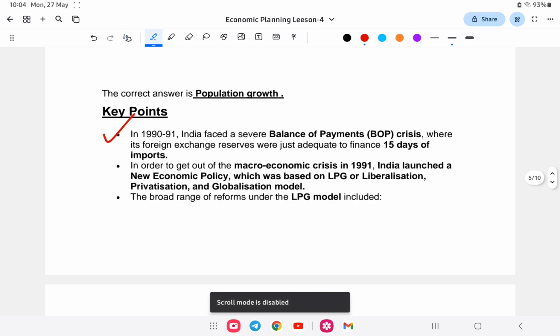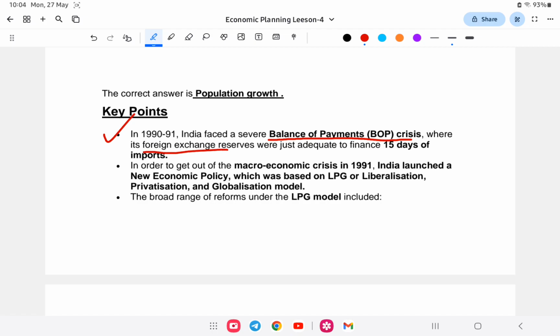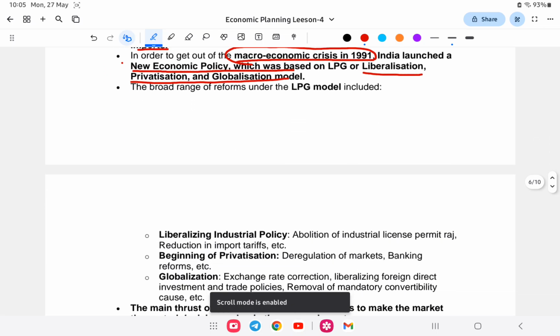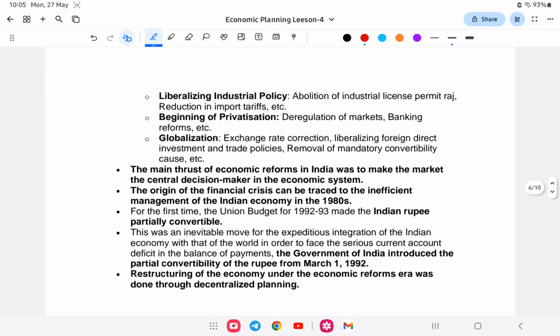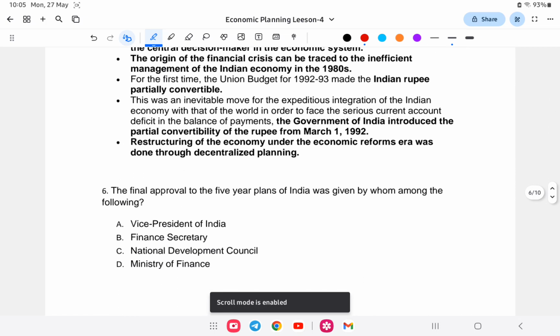So, in 1990-91, India faced a balance of payment crisis, where foreign exchange reserves were just adequate to finance 15 days of imports. In order to get out of the economic crisis in 1991, India launched the LPG model, that is the new economic policy of liberalization, privatization and globalization. Liberalization means removing license restrictions. Privatization is the beginning of private companies being allowed to grow, and globalization combines the Indian economy with the rest of the world's economy. The next question, number 6.